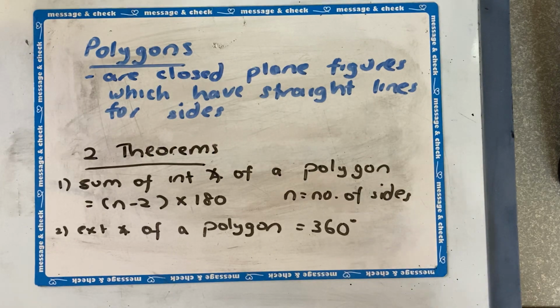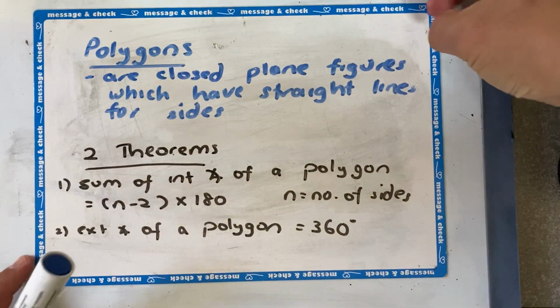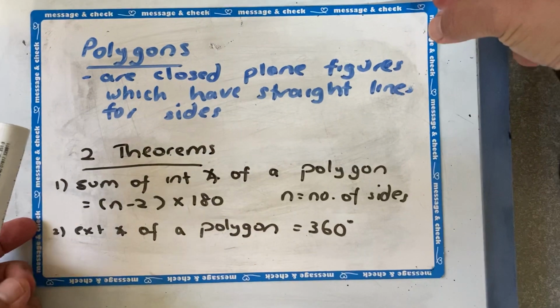So the two theorems we're going to do are, first, the sum of the interior angles of a polygon equals this formula, n minus 2 times 180, where n is equal to the number of sides. And the second one, the exterior angles of any polygon, could be 3 sides, 10 sides, 100 sides, they are all going to add up to 360 degrees. Okay, we shall look at some examples now.